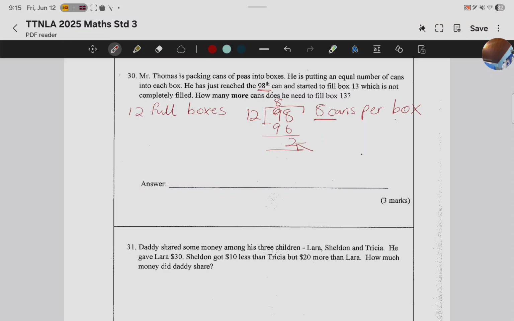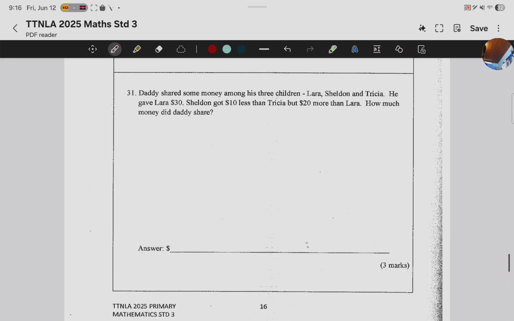So if he's putting 8 cans in a box and he has 2 remaining, that means to find out how much more he needs, it will be 8, take away the 2, and that will be 6 more cans. So he needs 6 more cans to complete box 13. Because right now, with the 98, that means he used 96 in the 12 boxes, so each one of them getting 8. And then now, he had 2 remain, and that 2 he put in the 13th box. And now to make up a complete box, he needs to add up 6 more to make a group of 8 in box 13. Alright, number 31.